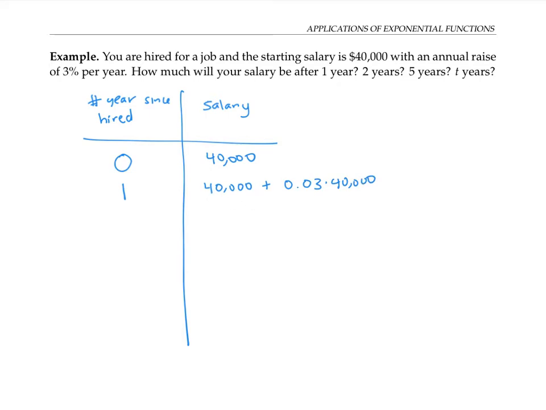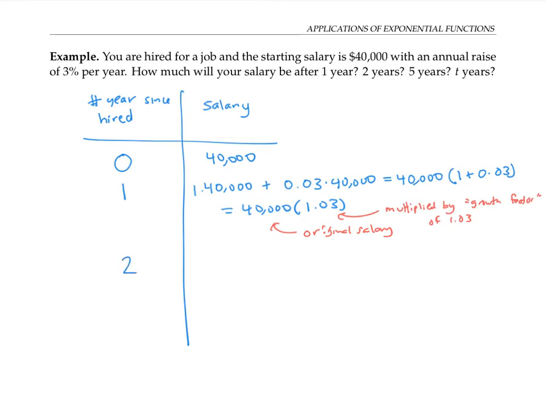I can think of this first number as 1 times 40,000, and I can factor out the 40,000 from both terms to get 40,000 times 1 plus 0.03. Let me rewrite this as 40,000 times 1.03. This is your original salary multiplied by a growth factor of 1.03.